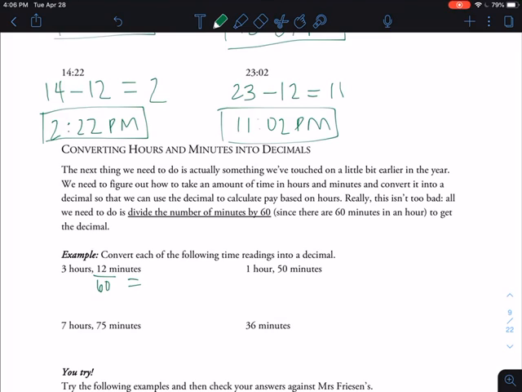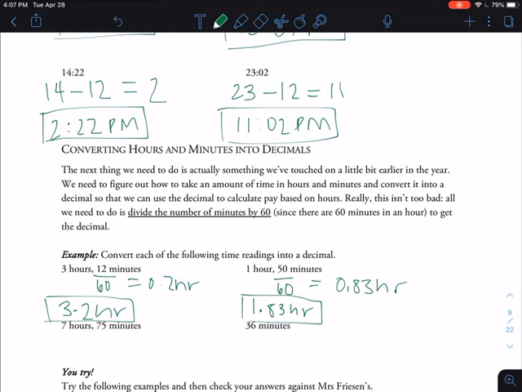So 12 divided by 60, I'm just punching that into my calculator, is 0.2. Now you can put that back together. So now we have 3 hours and 0.2 hours, so we have 3.2 hours. All right, again here, we're going to take those minutes and divide by 60. And that is going to give me 0.83 hours. I rounded because the decimal goes for a long time. That's fine. And we're going to put that together with the other 1 hour that's there, so we get 1.83 hours.